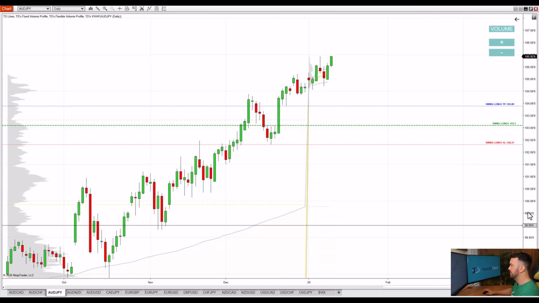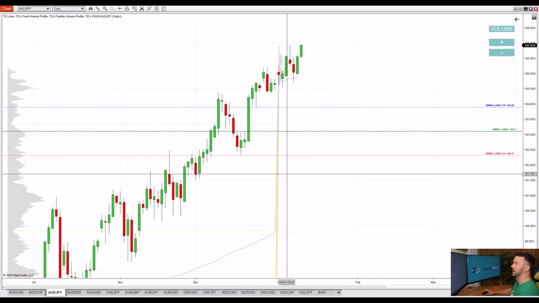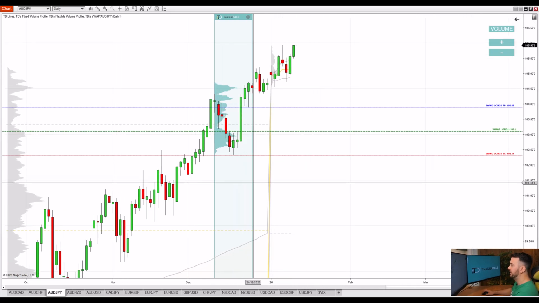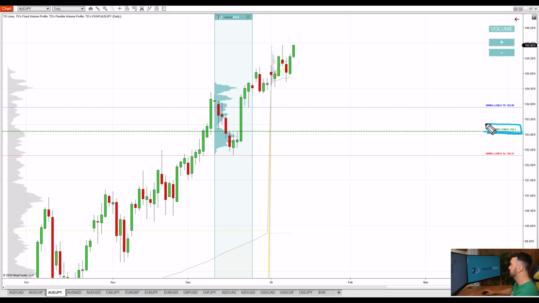I'll zoom in a bit. And this long level is a support at 103.10. And it is based on those heavy volumes. As you can see, those volumes occurred in a rejection of lower prices. This is the rejection of lower prices, and this is a place where buyers stepped in.